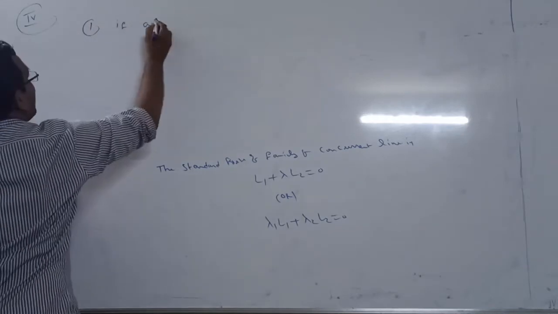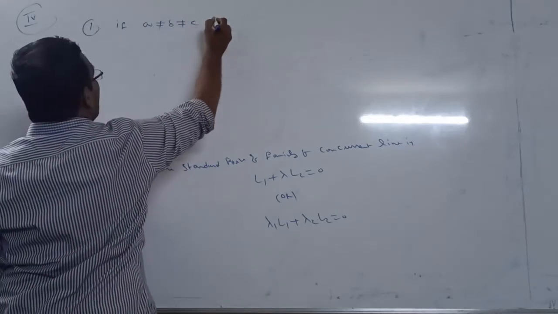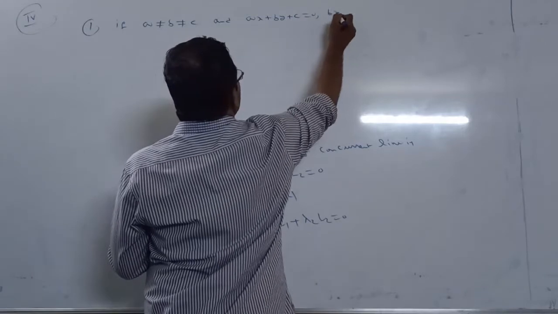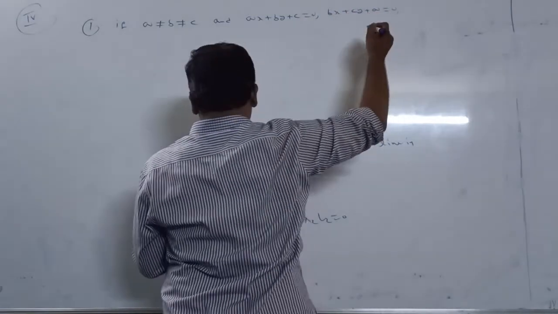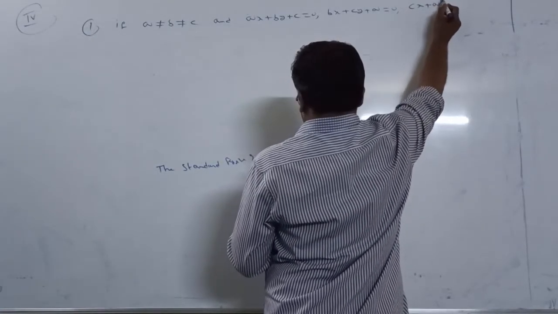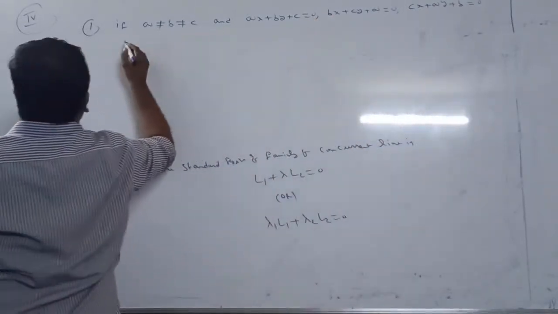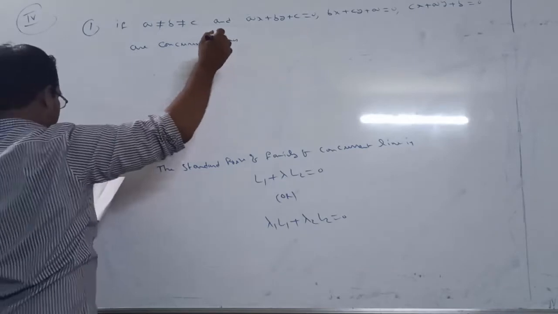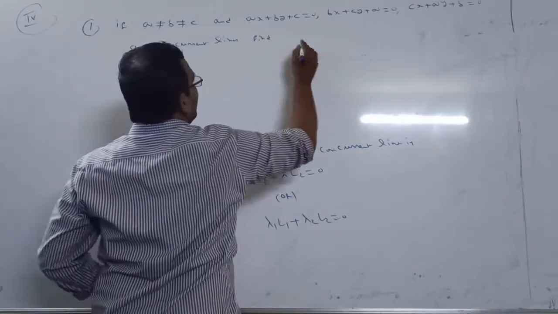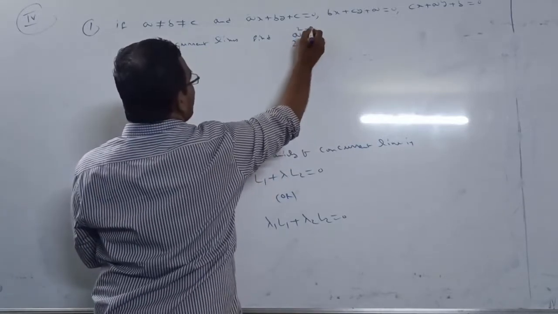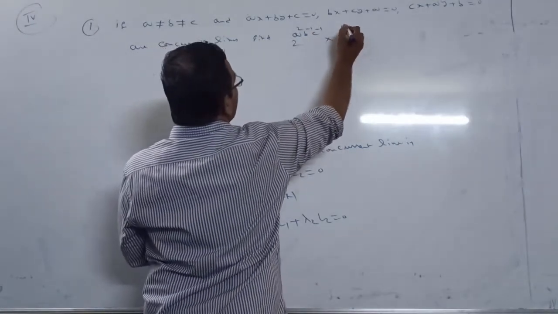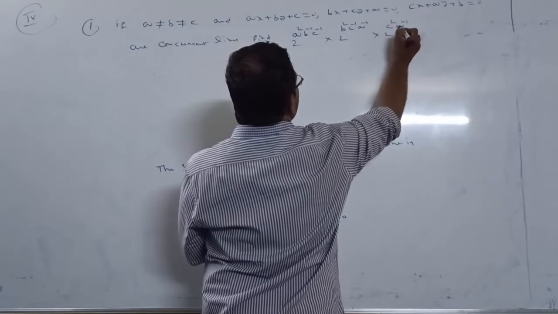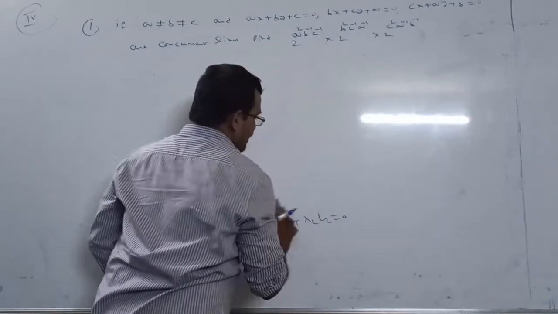If A not equal to B not equal to C, and Ax plus By plus C equal to 0, Bx plus Cy plus A equal to 0, Cx plus Ay plus B equal to 0 are concurrent lines, find 2 to the power of a square b power minus 1 c power minus 1, into 2 power b square c power minus 1 a power minus 1, into 2 power c square a power minus 1 b power minus 1. See this.